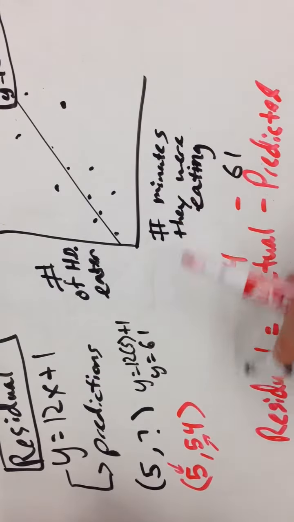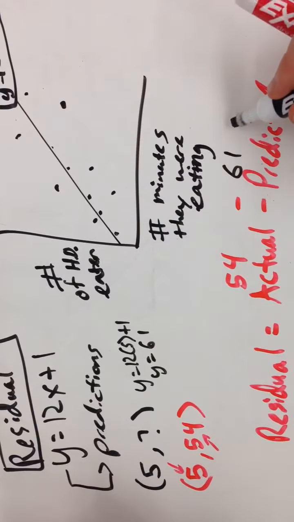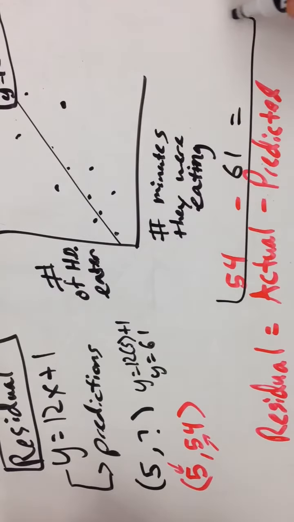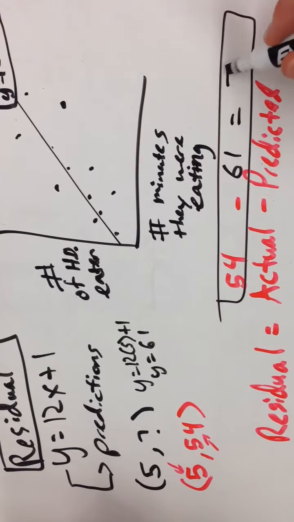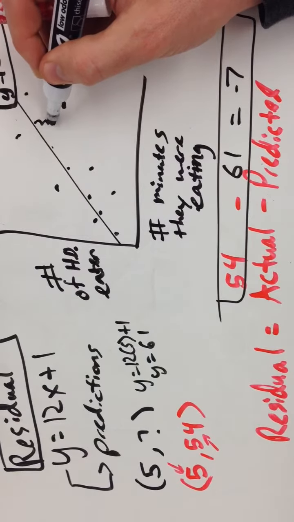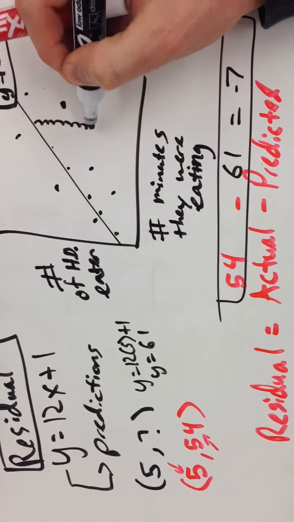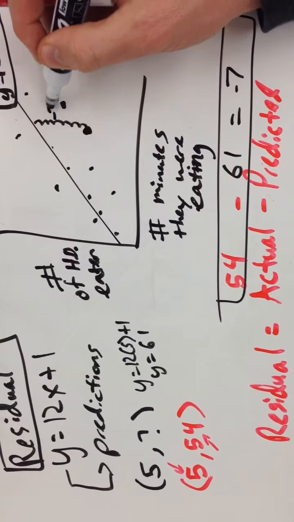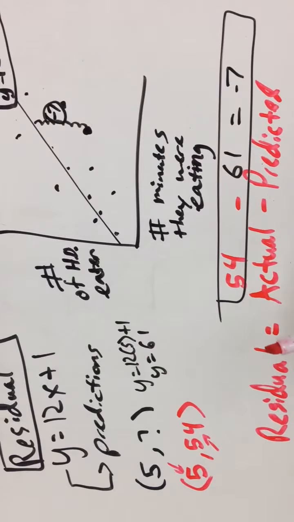So our residual is 54 minus 61, which is negative 7. So negative 7 means he was 1, 2, 3, 4, 5, 6, 7. His dot was 7 below where we expected it to be.